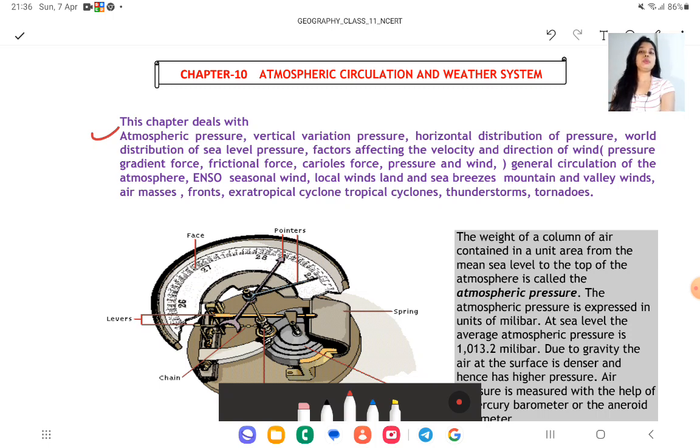We will be studying atmospheric pressure, vertical variation of pressure. Then we will be dealing with extratropical cyclone, and all these things. We will be studying about the pressure gradient, how the pressure fluctuates from one place to another. Then we will see how the winds flow from one direction to another. All these things we will be covering in this chapter.